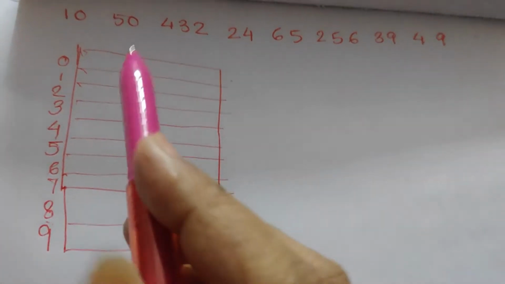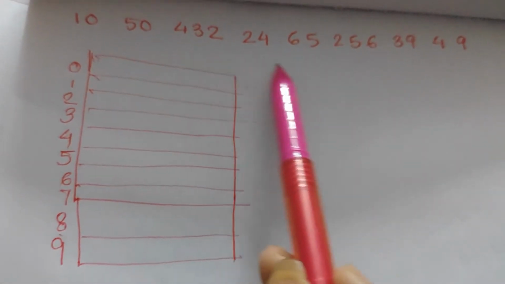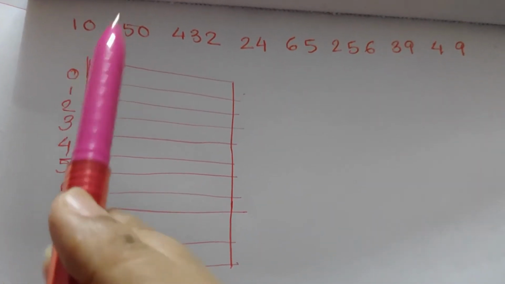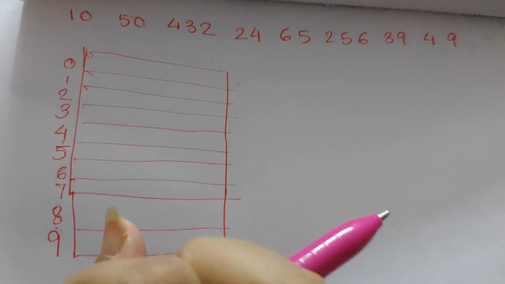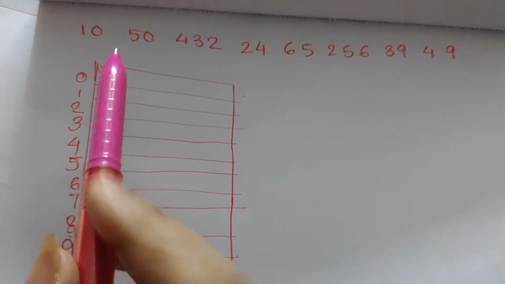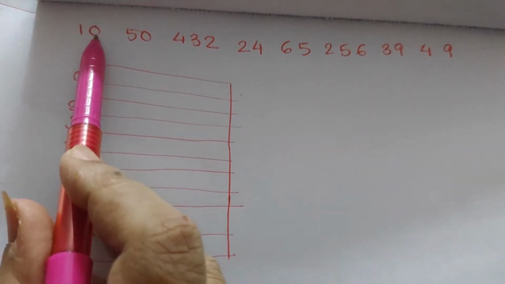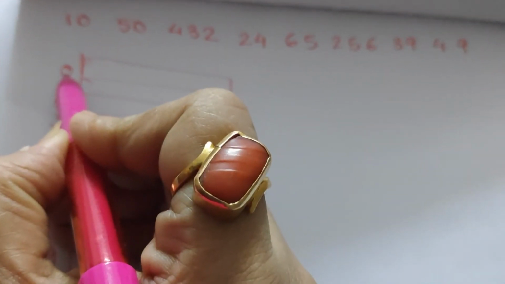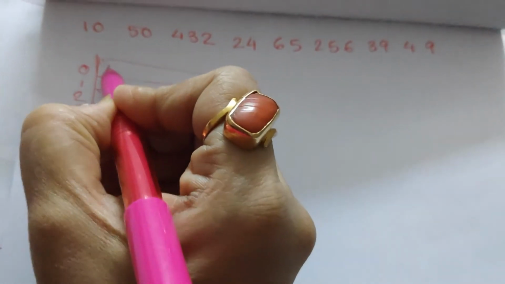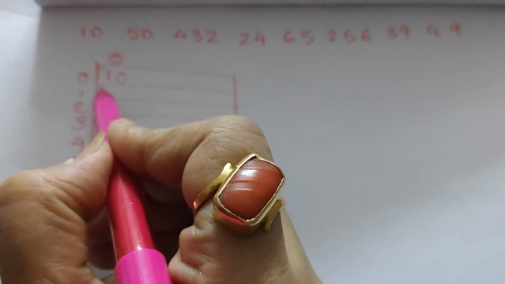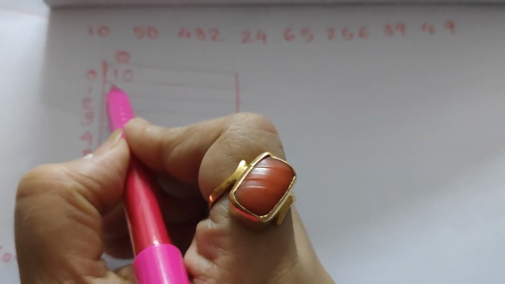Let's see that. Now when we parse through these numbers, we check first the unit digits of each of the numbers. So Radix sort starts with the unit digits of each of the numbers. So over here the unit digit is 0. Unit digit of this number is 0. So in this 0th row, this number is stored as the 0th element. As the 0th element of this row, the number 10 is stored.